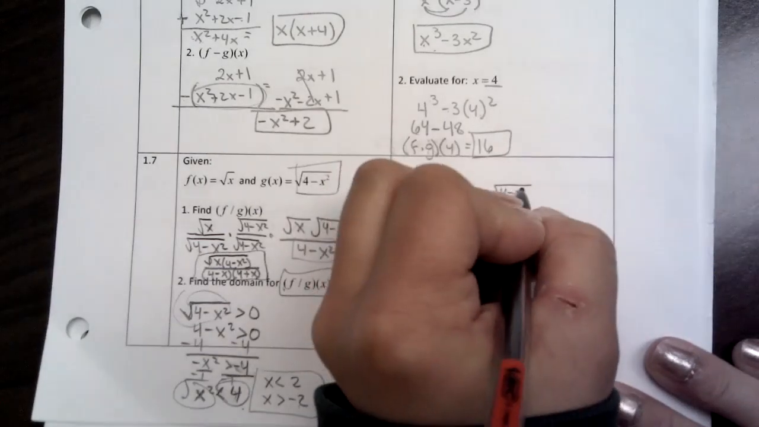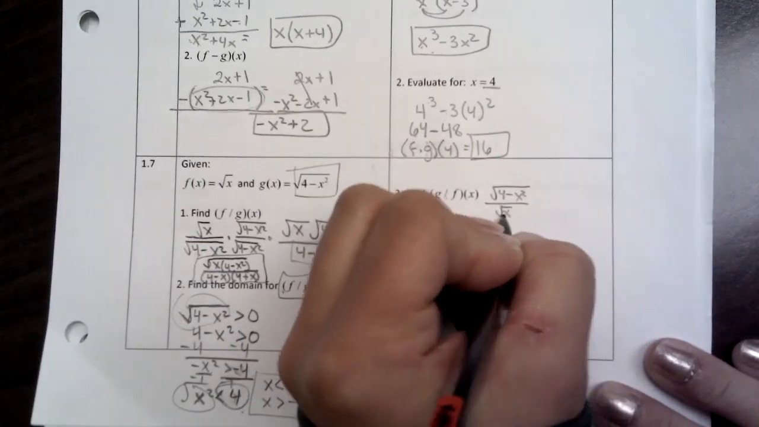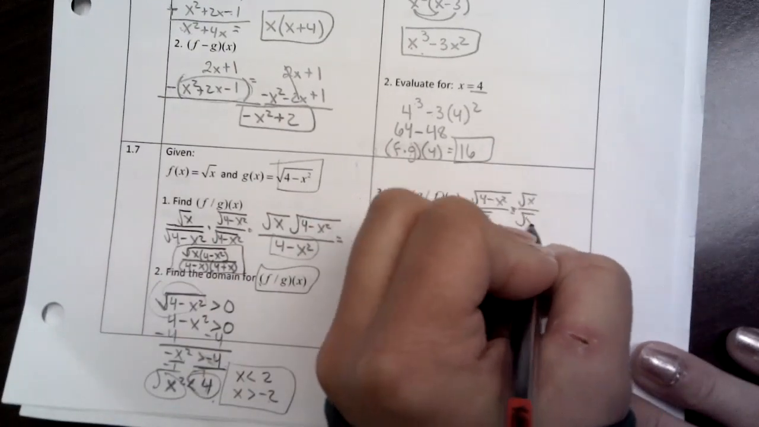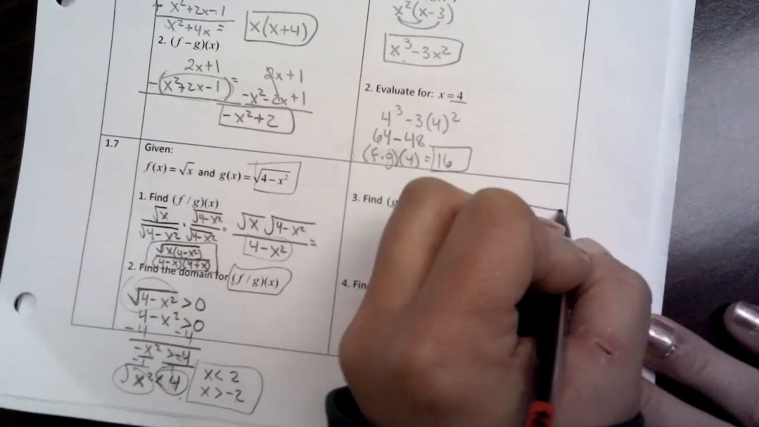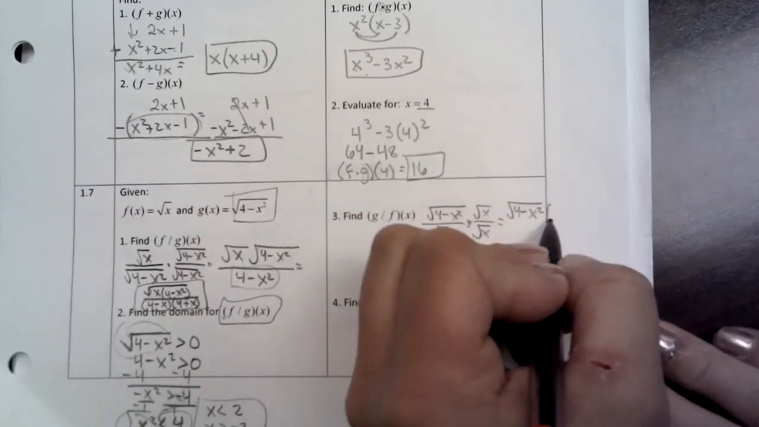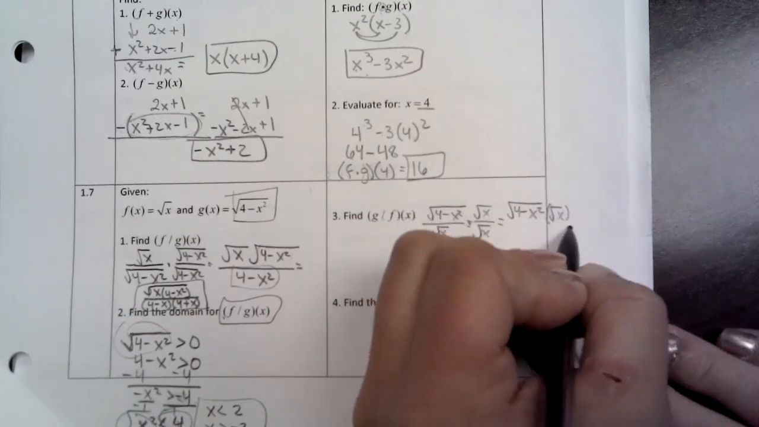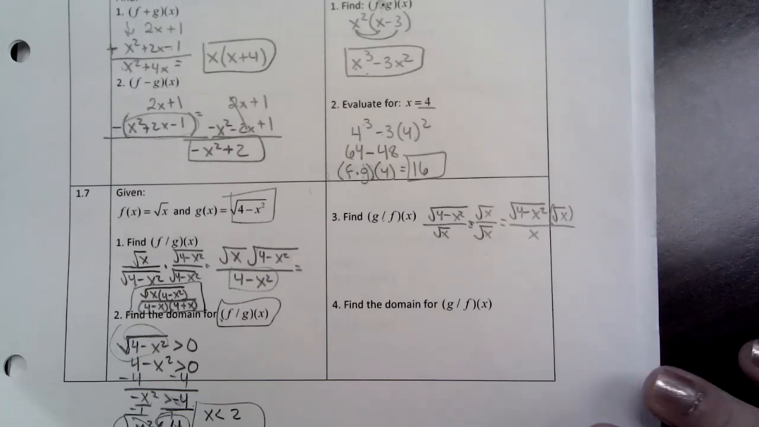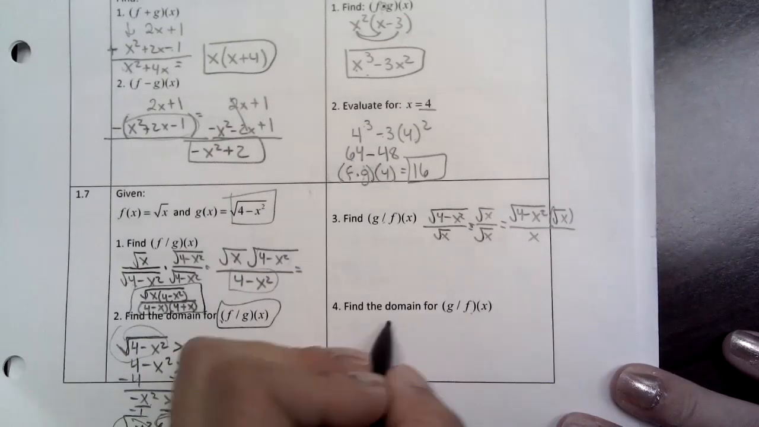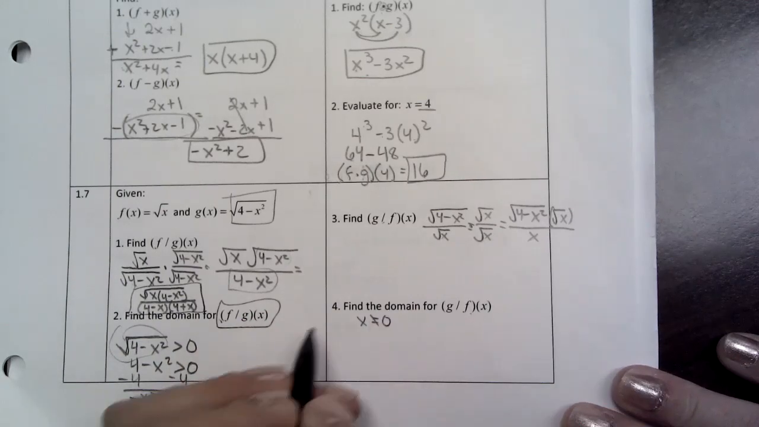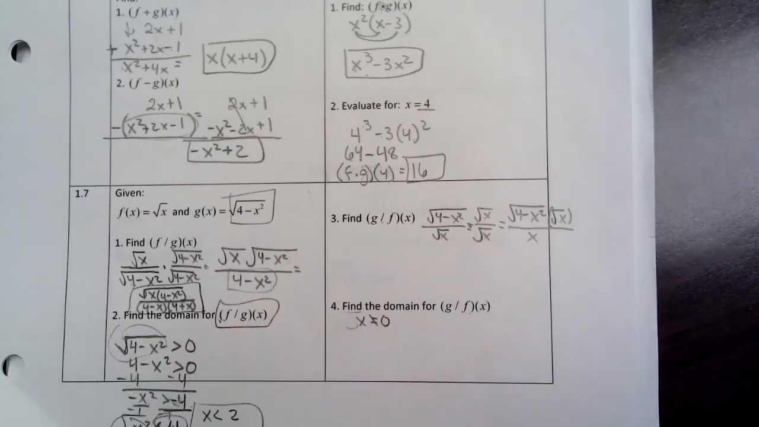Square root of 4 minus x squared over the square root of x. I'm going to multiply by the square root of x. And I'm going to get the square root of 4 minus x squared times the square root of x all over x. Okay, so same thing here for my domain. I know that x cannot equal 0 because I have to take the square root of it.